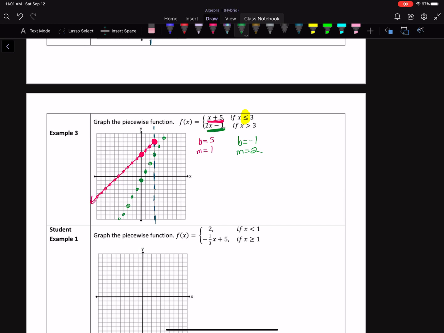Also, if you take a look at the inequality here, greater than 3, so I don't want any of this stuff to the left. And just because it's greater than means I want an open circle to start at that point. And there would be your second line. Piecewise function: we're just piecing together 2, in this case, 2 lines.